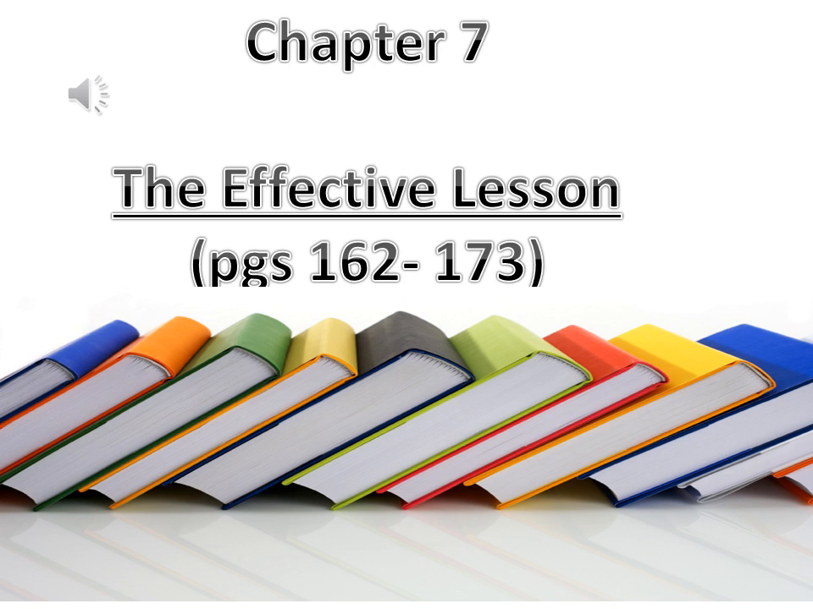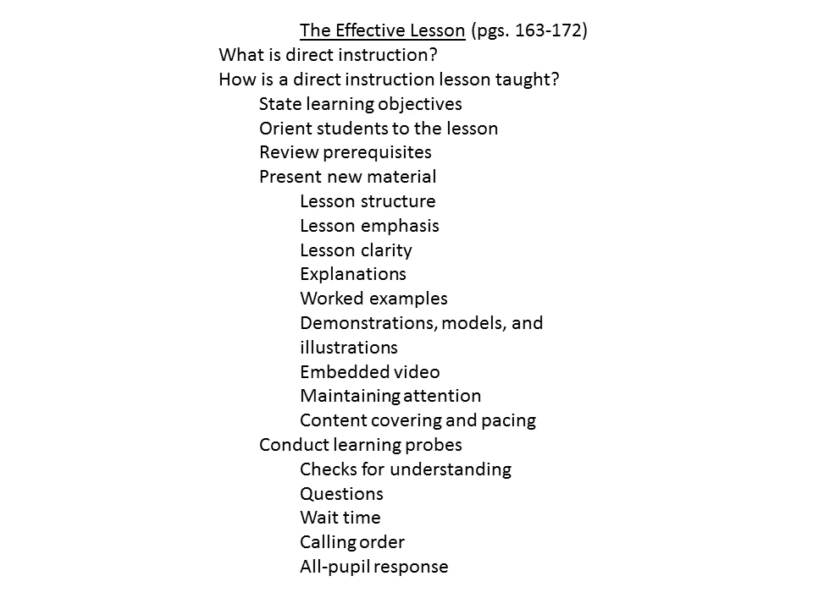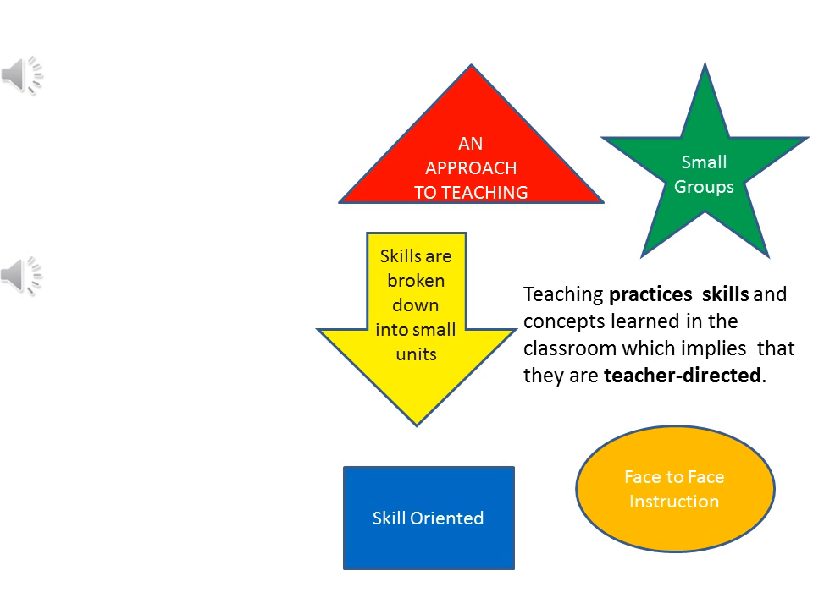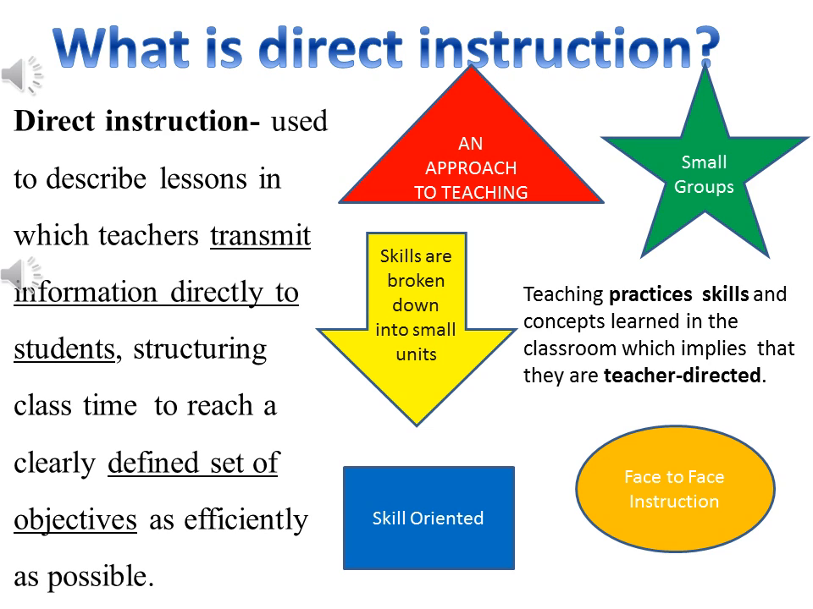Cover Chapter 7, The Effective Lesson, pages 162 to 173. Direct instruction are lessons in which teachers transmit information directly to the students. In this type of learning environment, students are aiming to reach a clearly defined set of objectives.